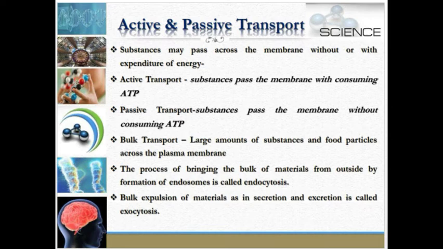Bulk expulsion of material as in secretion and excretion is called exocytosis. What is excretion? The sending out of material from inside the cell is called excretion. Inside to outside is called exocytosis. From outside to inside it is called endocytosis. From inside to outside it is called exocytosis. Can you understand the difference, children?